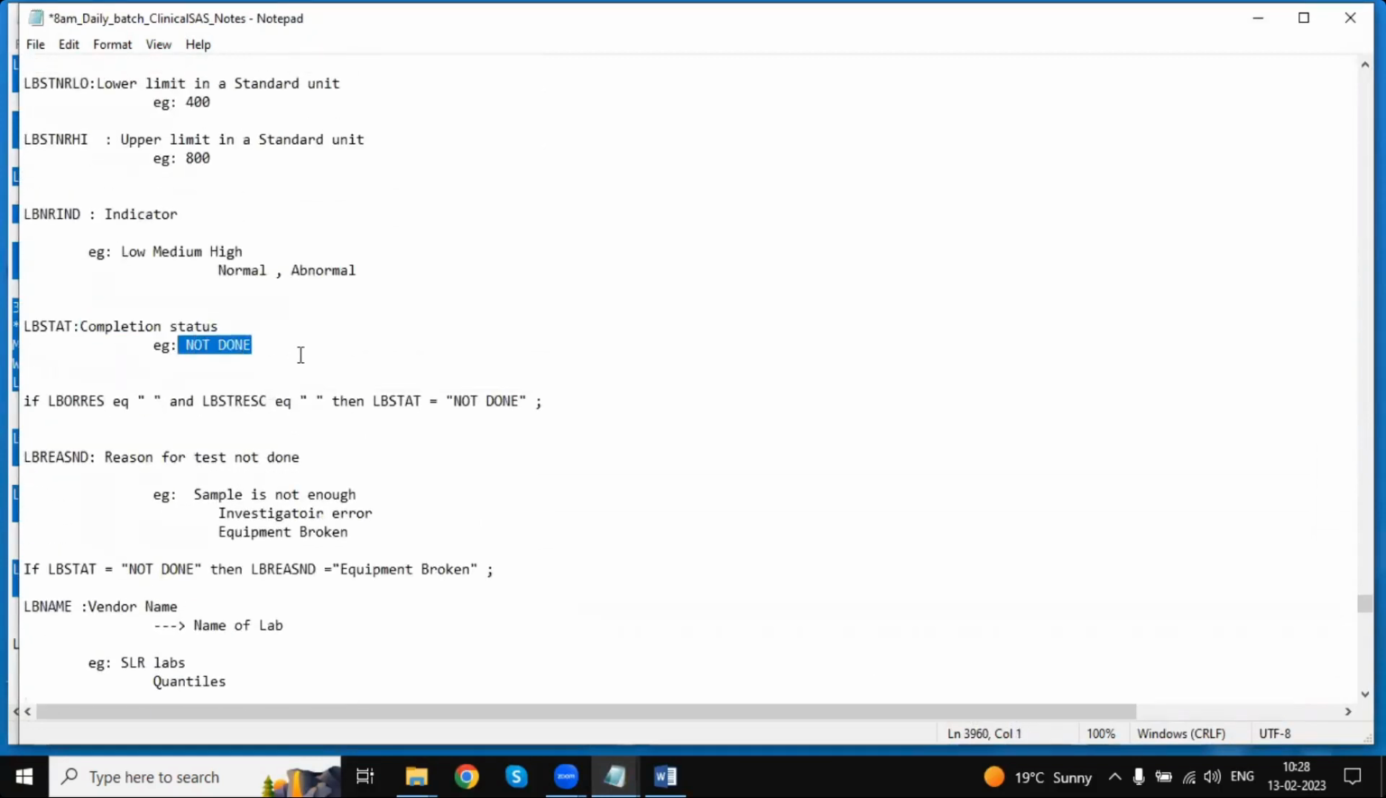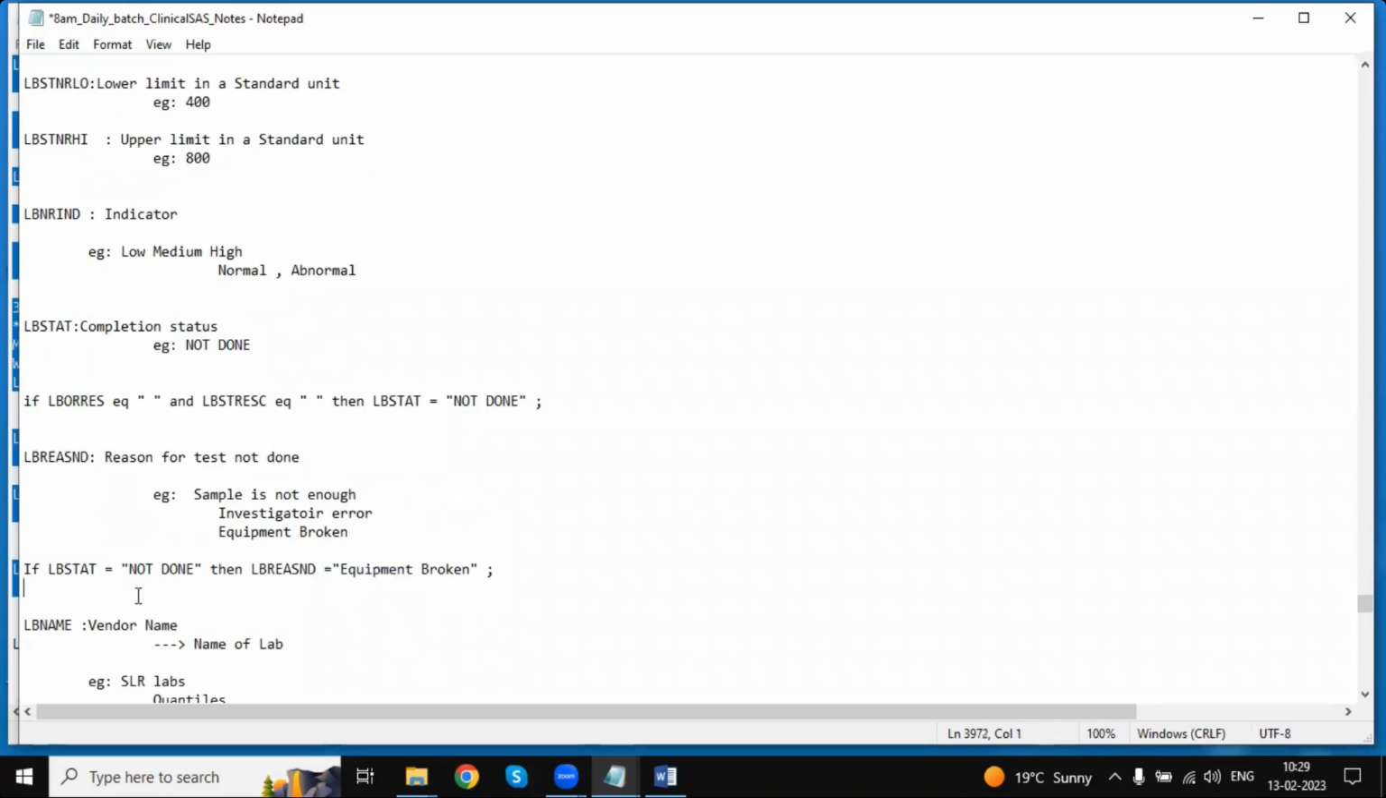When do you have to capture not done? For example, only test name is given. There's no test performed. You did not get any original results and standard results. So if your original results are missing, or if your standard results are also missing, then your LB stat is not done. If the status is not done, then you have to write a reason, LB reason for not done. It means reason for test not done. So why was the test not performed? The reason may be the sample is not enough, or the investigator made some mistake, or equipment was broken. So that reason you have to capture. If LB stat is equal to not done, write a reason for not done.